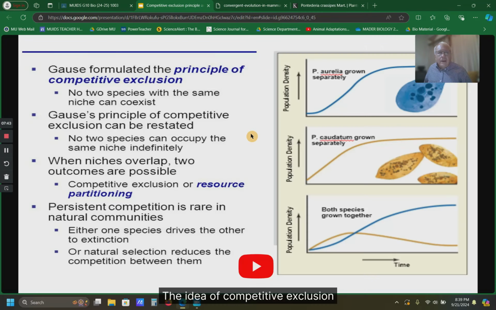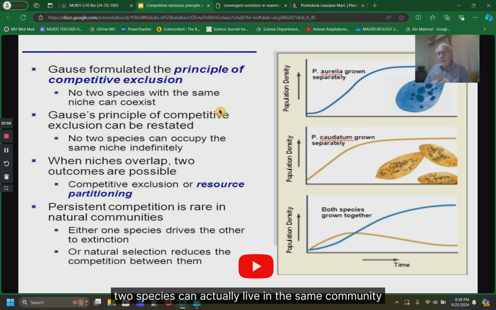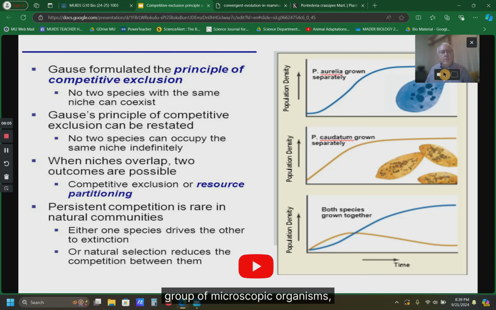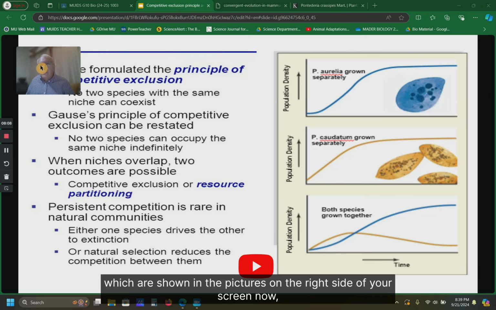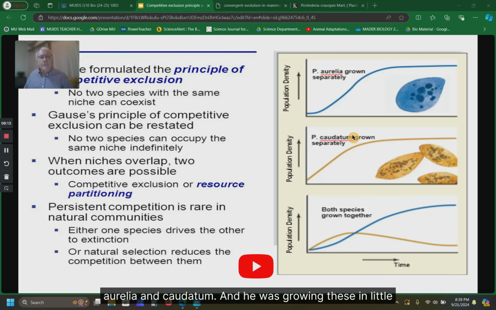The idea of competitive exclusion is an old one and an important one in biology. It was originally formulated by a scientist from Russia named Gauss, and he realized that no two species can actually live in the same community, in the same niche. He did his studies on a group of microscopic organisms, which are shown in the pictures on the right side of your screen now, Aurelia and Caudatum. And he was growing these in little glass containers in his lab. They are single-celled organisms, what we would usually call protists.